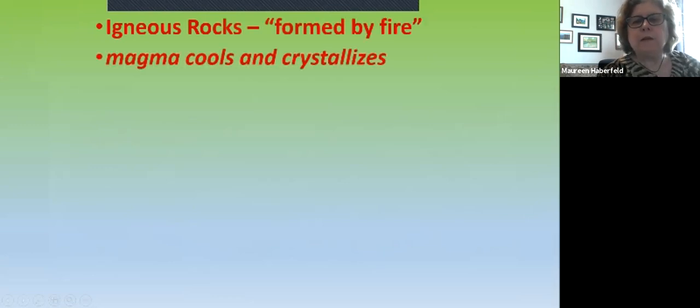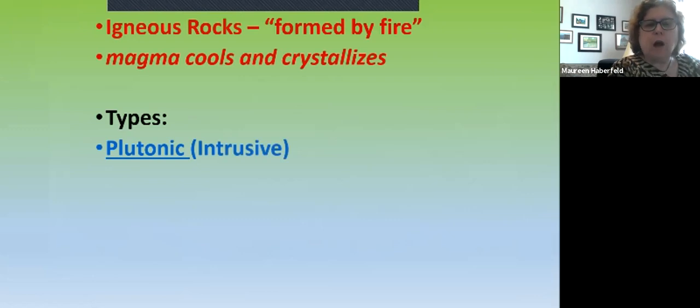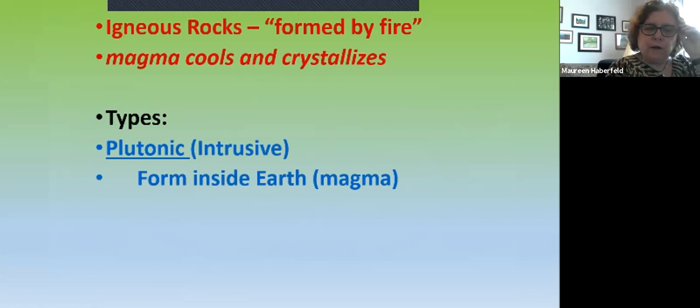So the word igneous means formed by fire. Igneous rocks are formed from, again, molten magma or lava that cools and crystallizes into solid rock. There are two types of igneous rock. The plutonic or intrusive igneous rocks form from magma that never reaches the Earth's surface, stays inside the Earth, thereby intrusive. Plutonic comes from Pluto, who is the god of the underworld. So with these rocks, the magma stays under the Earth and cools and crystallizes at depth.